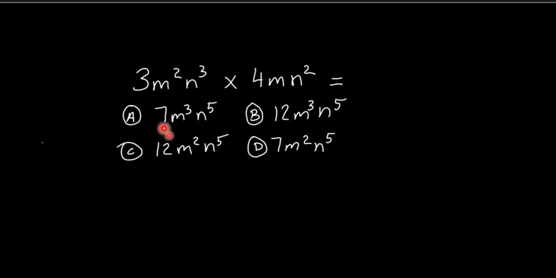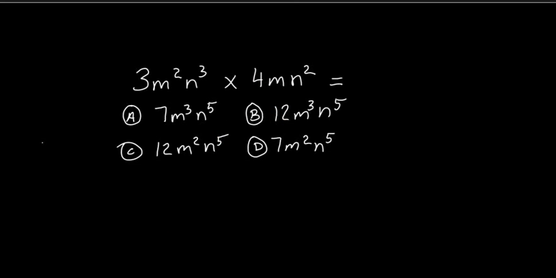Alright, so we have the question 3m squared n to the third power times 4m n squared is equal to which one of these? Well, look at it. When we multiply 3 by 4, what do we get? We're multiplying two terms. Okay? So we have 3 times 4, and that gives us 12.